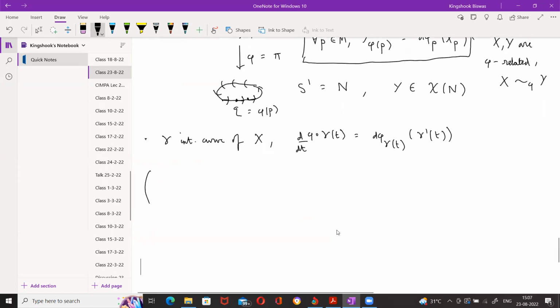I didn't prove one small thing: the derivative of a smooth map maps tangent vectors of curves to tangent vectors of the image curves. So maybe I should do this. I have a smooth map between manifolds phi from M to N, and I want to look at d/dt of phi of gamma t. This is supposed to be an element of the tangent space at phi of gamma t.